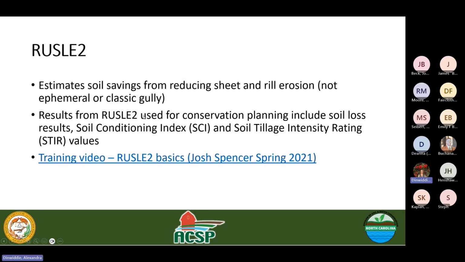So results from RUSLE 2 that are typically used for the conservation planning that staff complete for federal programs, but also for some state programs or state practices, include the soil loss results, which you plug into NLU and PLAT, the NCANAT tool, to generate the nutrient calculations for specific practices. And then soil conditioning index and soil tillage intensity rating, STIR values and SCI values, are used for making some conservation planning decisions as well.